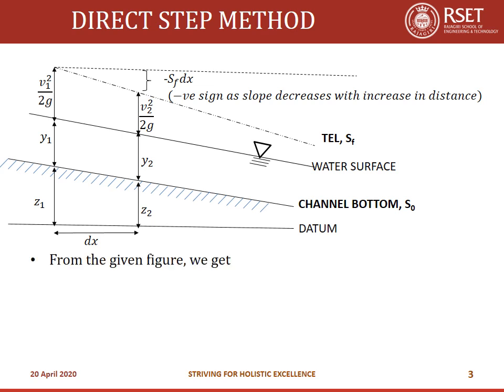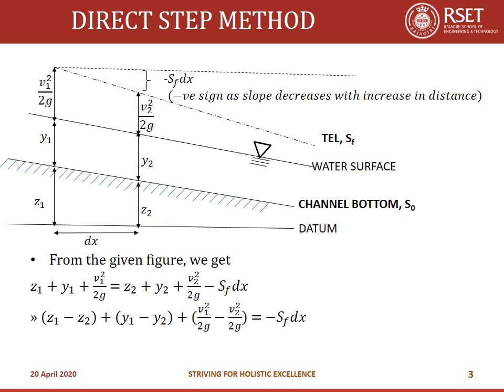From this figure, I have got z1 plus y1 plus v1 squared by 2g equal to z2 plus y2 plus v2 squared by 2g minus Sf into dx. Now, I bring all the z1, z2, y1, y2 and v1, v2 terms to one side and keep only Sf dx on one side. So z1 minus z2 plus y1 minus y2 plus v1 squared by 2g minus v2 squared by 2g is given by minus Sf into dx.